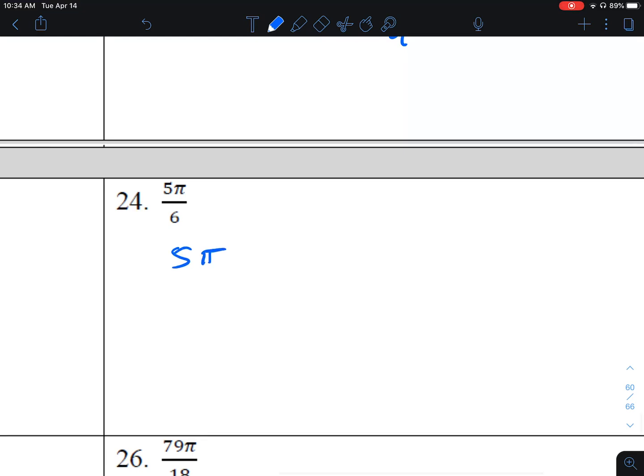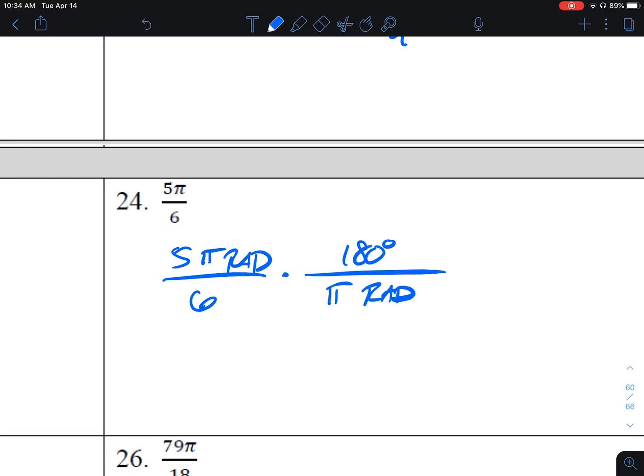24, we got 5 pi over 6. I'm going to write radians for emphasis. We want the radians to cancel. Pi radians is the same as 180 degrees. Pi divided by pi cancels. Radian divided by radian cancels. 6 goes into itself once. 6 goes into 180 degrees 30 degrees times. We got 5 times 30 degrees, which is 150 degrees.